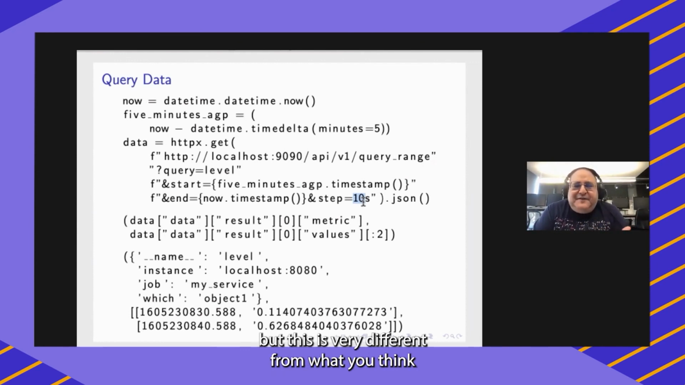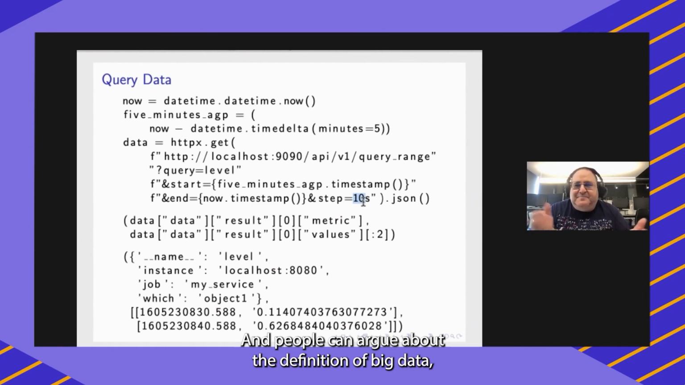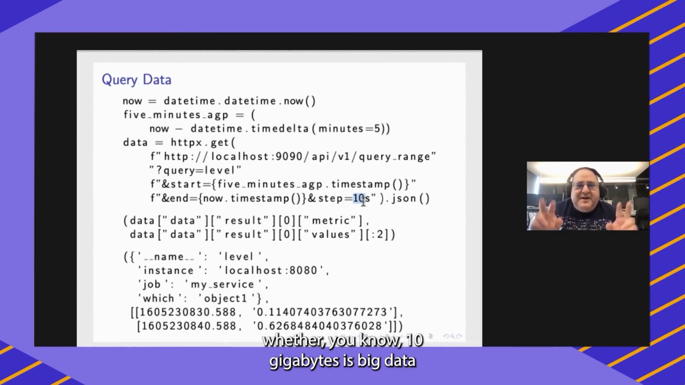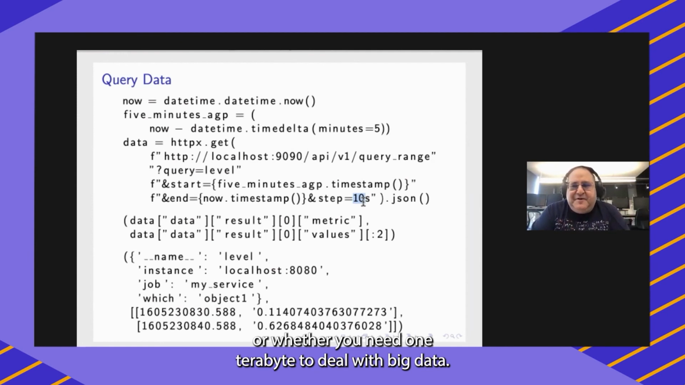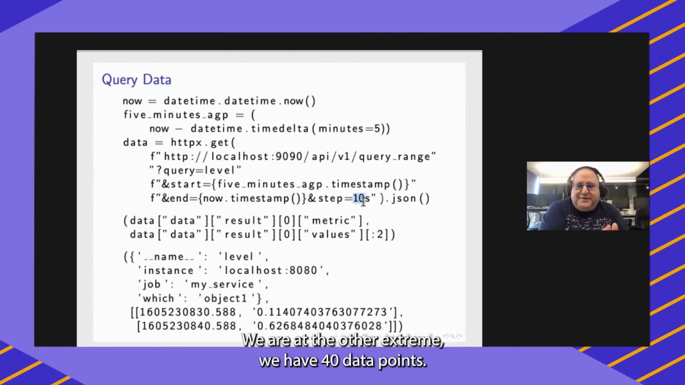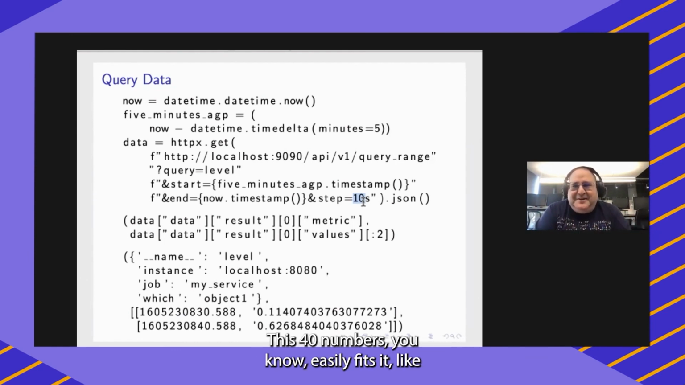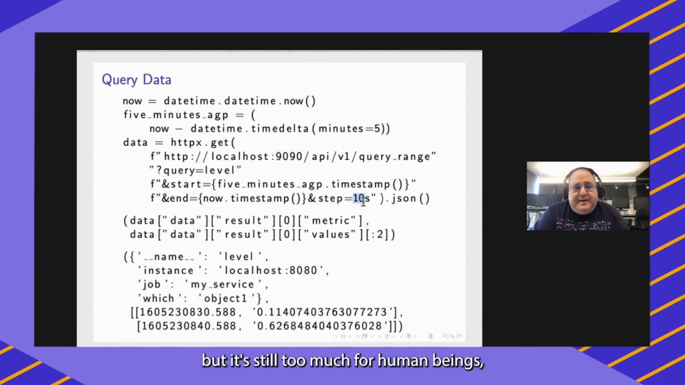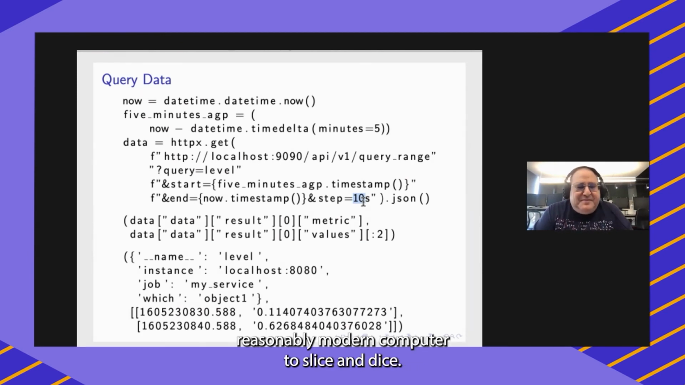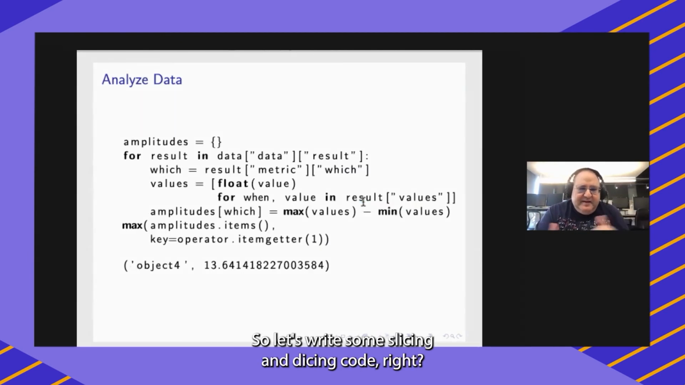But this is very different from what you think of as the typical use case for Jupyter. When data scientists use Jupyter, the notion of big data is thrown about, right? And people can argue about the definition of big data, whether 10 gigabytes is big data, or whether you need 1 terabyte. We are at the other extreme. We have 40 data points. These 40 numbers easily fit in 1K of memory. It's still too much for a human being, but obviously not too much for any reasonably modern computer to slice and dice. So let's write some slicing and dicing code, right?